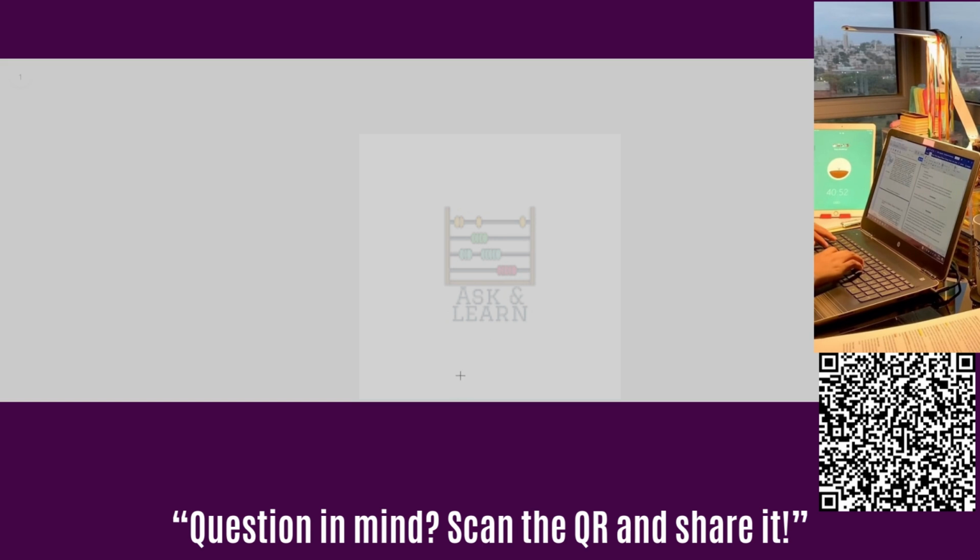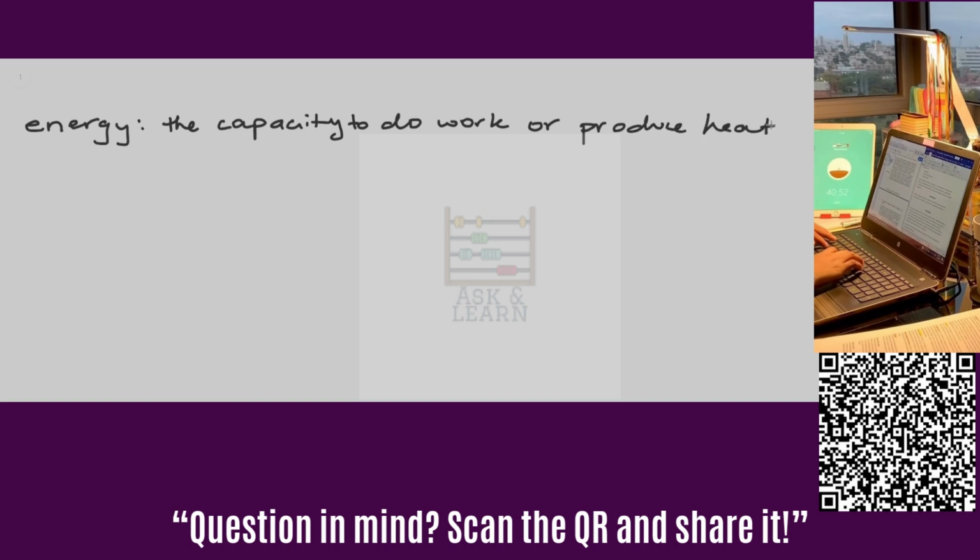The question is, what is energy? What is work? And list some examples of each. So first of all, energy is defined as the capacity to do work or produce heat. And that can be found on page 15 and page 368.